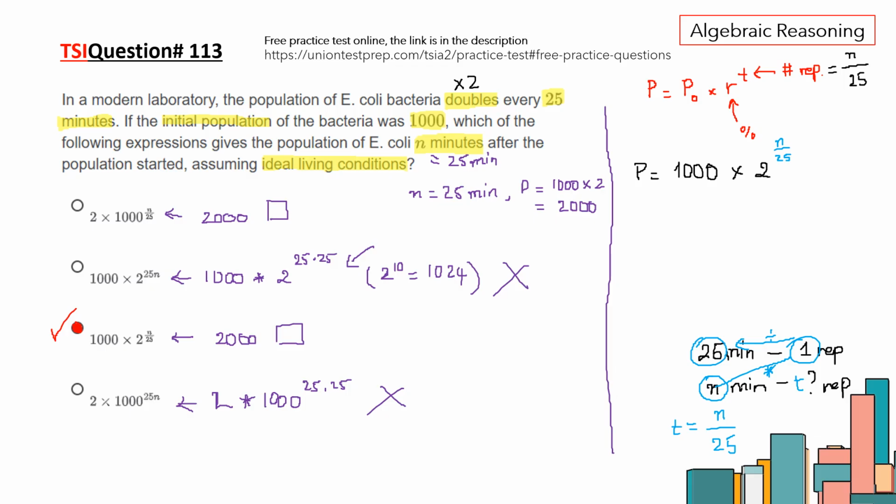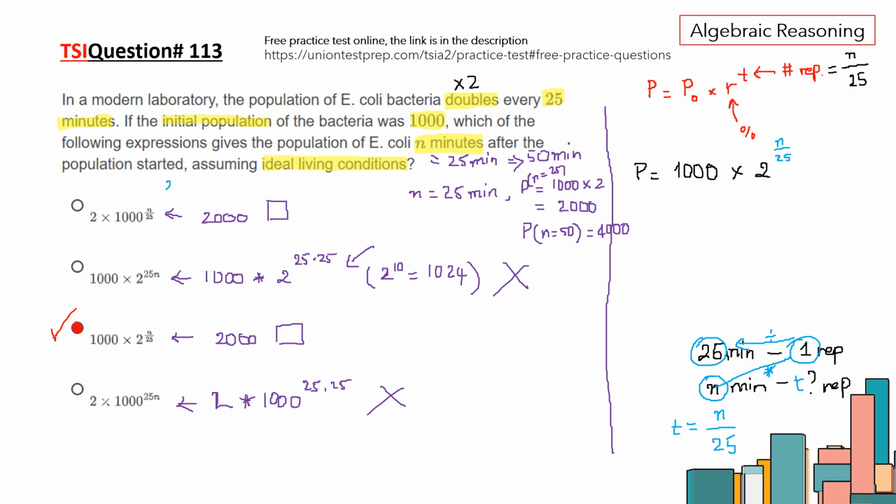Now we go back. If you change n into 25 times 2, which is 50 minutes, now it's different. If it's 50 minutes, it means you double it, then double it again. So P of n equals 50 will be 4,000, because P of 25 is 2,000, and now you double it again, it's 4,000.